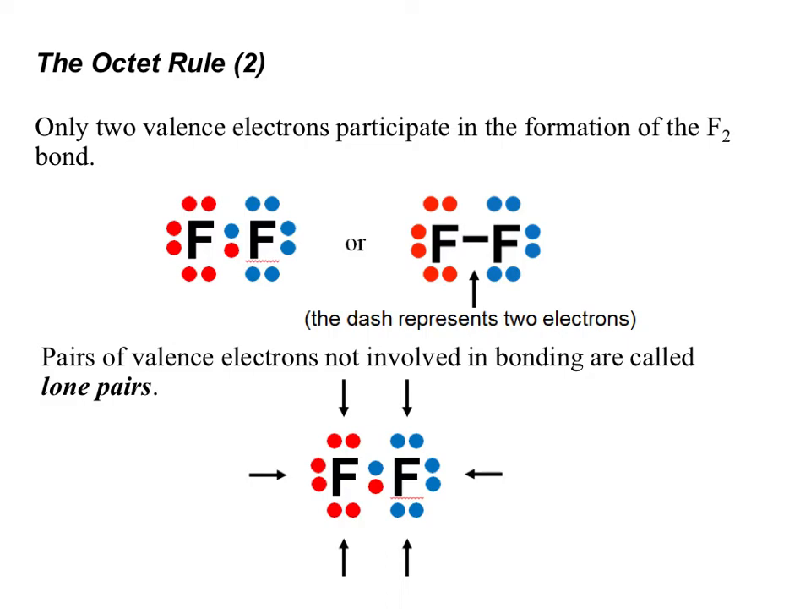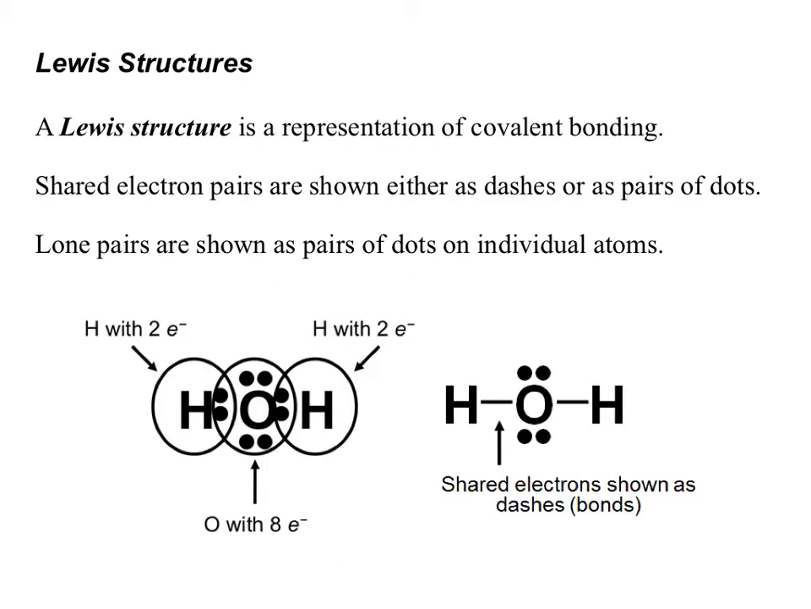When you see a dash between two atoms in any molecule, you should assume that it is two electrons being shared. The pairs of valence electrons not involved in bonding are called lone pairs. Lewis structures. A Lewis structure is a representation of covalent bonding. Shared electron pairs are shown either as dashes or as pairs of dots. Lone pairs are shown as pairs of dots on individual atoms.